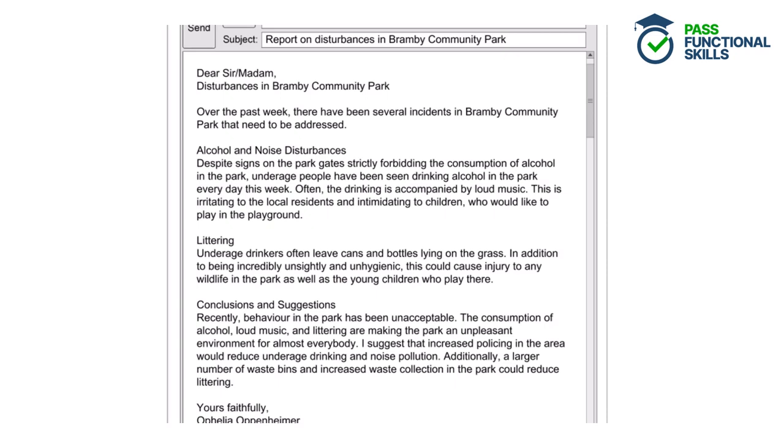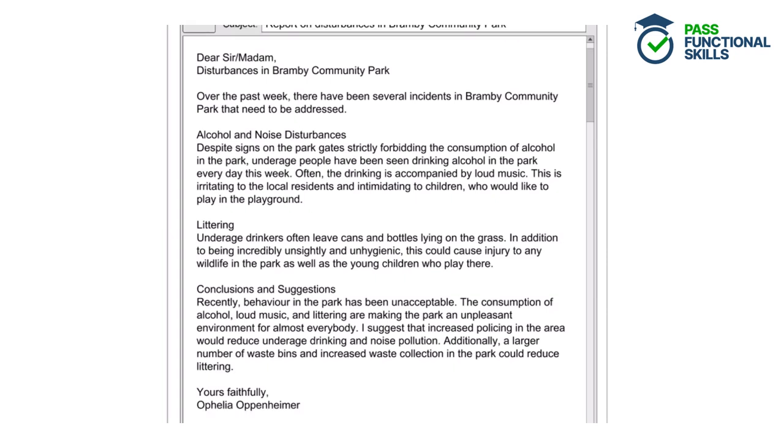Littering. Underage drinkers often leave cans and bottles lying on the grass. In addition to it being incredibly unsightly and unhygienic, this could cause injury to any wildlife in the park, as well as the young children who play there. Conclusions and suggestions. Recently, behaviour in the park has been unacceptable. The consumption of alcohol, loud music and littering are making the park an unpleasant environment for almost everybody. I suggest that increased policing in the area would reduce underage drinking and noise pollution. Additionally, a larger number of waste bins and increased waste collection in the park could reduce littering. Yours faithfully, Ophelia Oppenheimer.